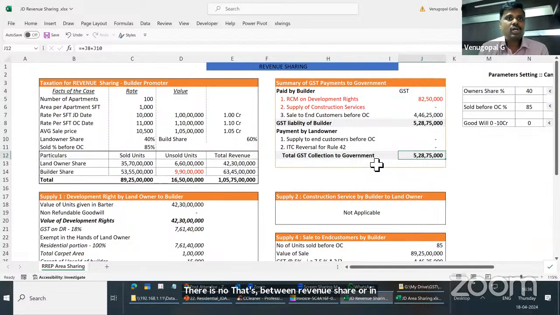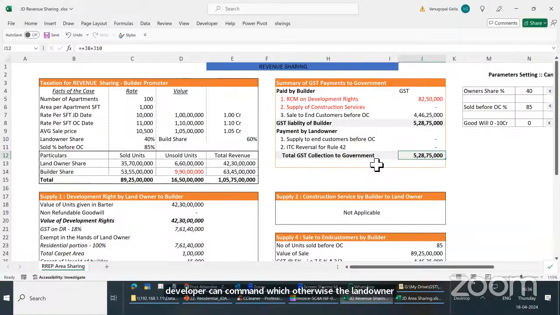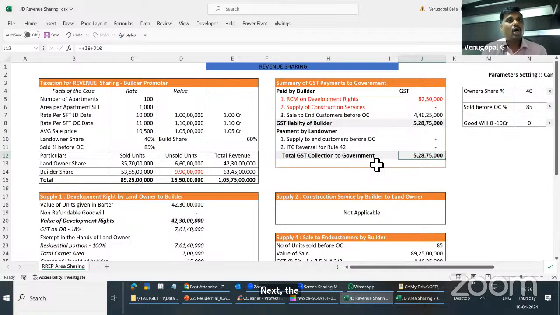Of course, it all depends on the intention of the landlord, whether he wants to retain some units, his trust in the developer, the developer's ability to sell, because sometimes the developer can command a premium which the landowner otherwise cannot command. Next, the timeliness in which the units get sold, all these matter, right? Hence, the decision to do area share versus revenue share can never be based on the GST taxation. It is purely based on the commercial arrangement between the landowner and the developer.